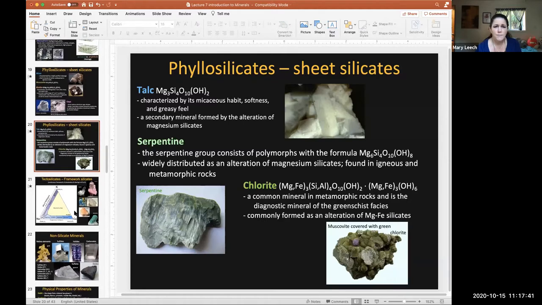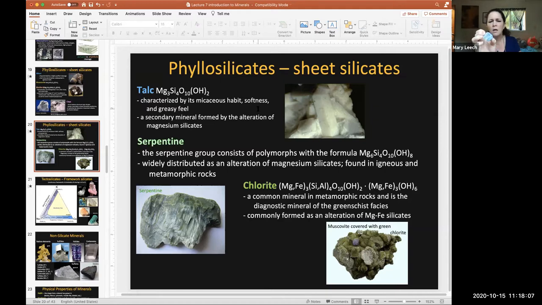I wonder why. Okay, so serpentine, chlorite, talc. You have talc in your boxes. I think that's talc. It doesn't feel exactly like talc. I'm going to look real quick. Number 10 is talc. Yeah, that's 10, all right. It's kind of a grayish rock. It doesn't look like much.